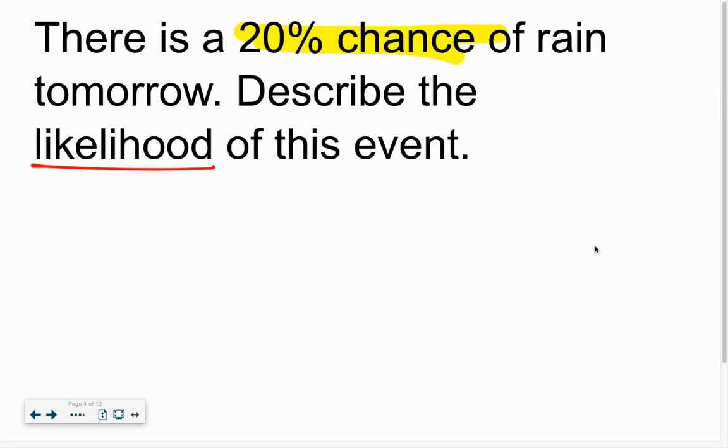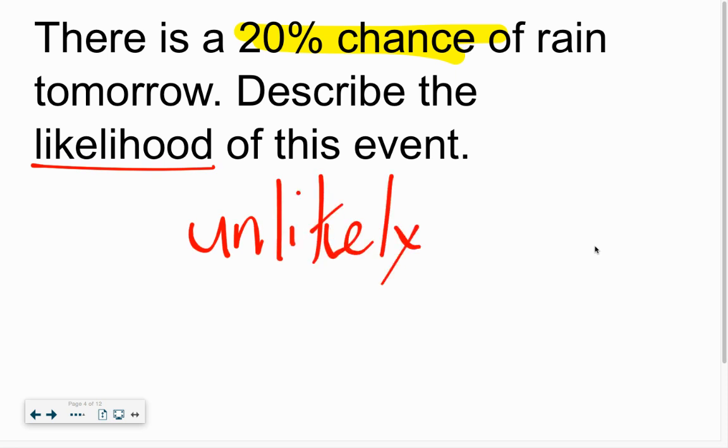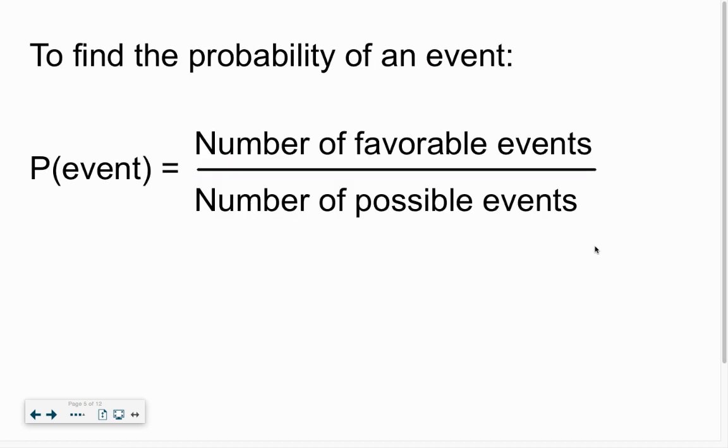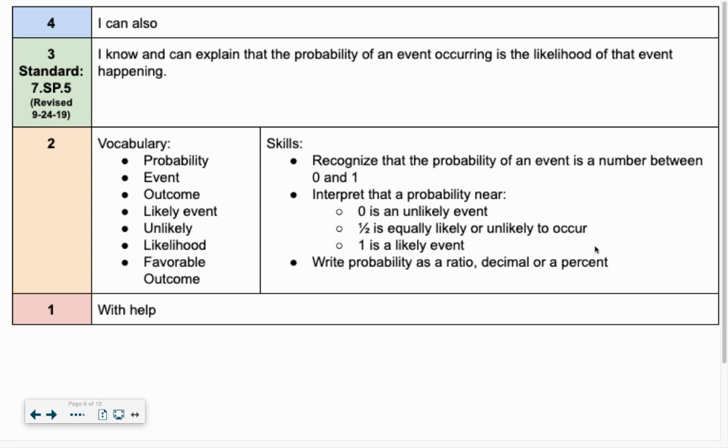When we talk about the likelihood of rain tomorrow, this is not a real forecast. It might overlap every once in a while that it is, but this is just an example. The likelihood is unlikely. To find the probability of an event, we take the number of favorable outcomes, again, what we want, over the total possible ways. That's it. It's a fraction, and because it's a fraction, we're going to have to make it in simplest form.